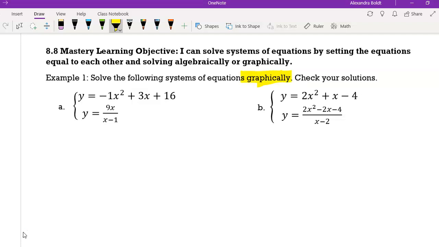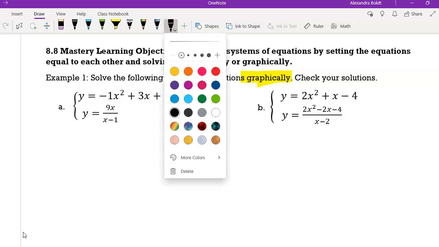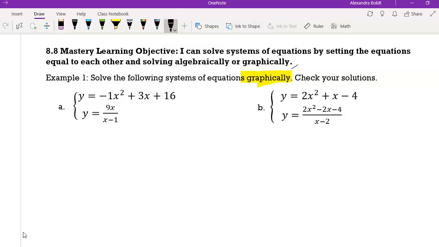It is important to note that on a test or quiz, if it's asking you to do one or the other, all that graphically means is that you can use technology, and again, we will use Desmos in order to solve it graphically. Okay.